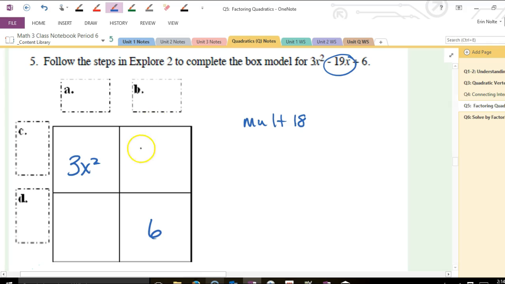So I'm going to say negative 18x and negative x. Do I really need to say 1x? Can I just say x? Is everybody okay with that? If you feel like you want to say 1x, go ahead. All right, now what do I do?